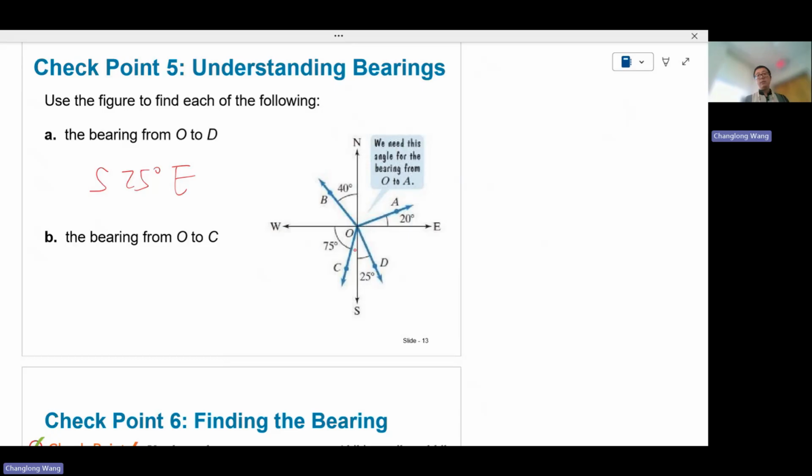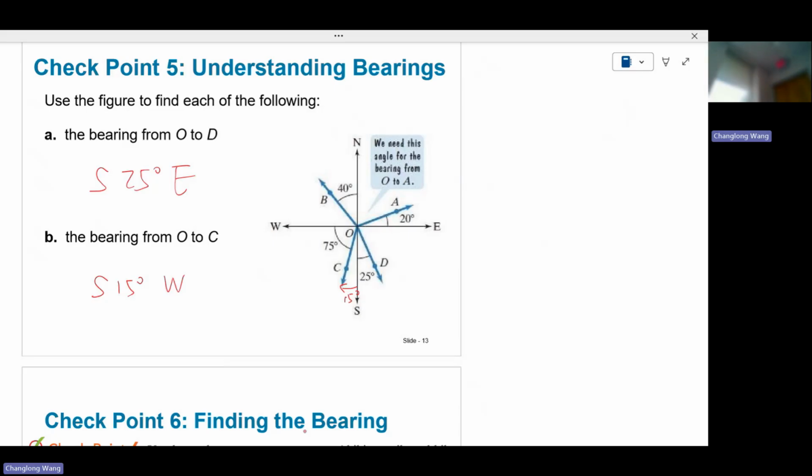Well, again, you might still want to start from the south direction, right? But now you're turning to the west, not by 75 degrees, but it's complementary. So now it will be what? South. Well, I guess that small angle will be 15 degrees, 15 degrees west. Right, does it make sense? That's all. So order does matter.